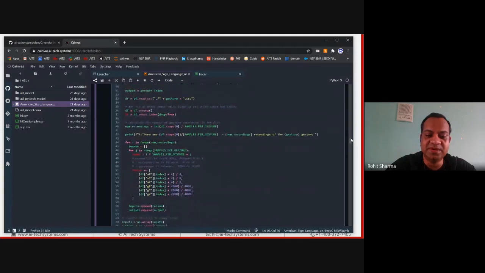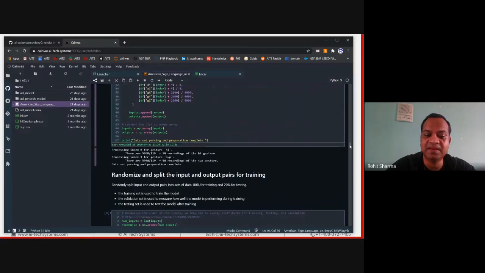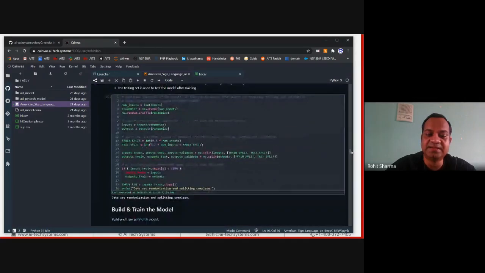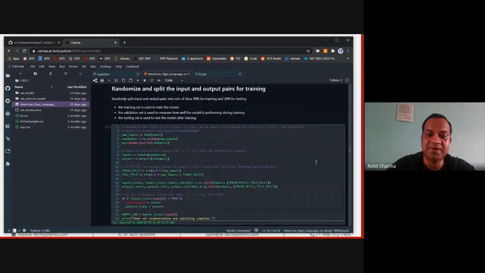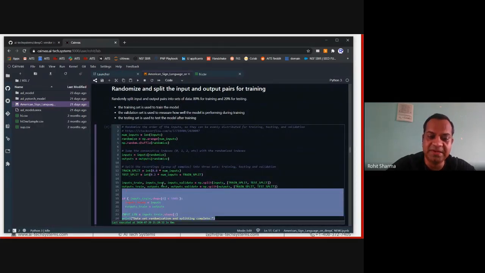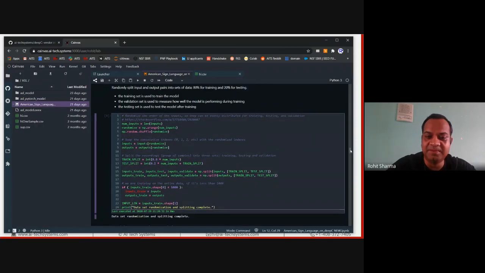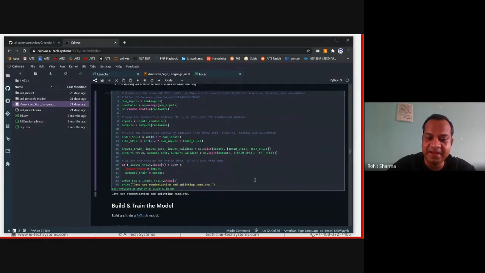So this is essentially taking all those features and putting them into data frames. And in the next cell, we are randomizing and splitting the input and output pairs for the training. So this is the train and test split that we have not talked about yet. We will talk about how to split your data sets and why it is needed in the next lecture. But this is ahead of that.